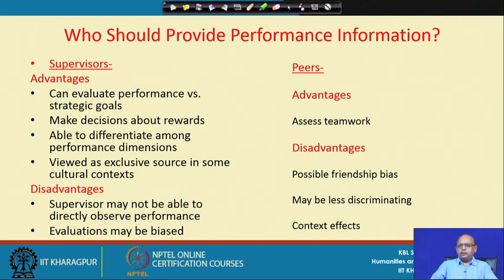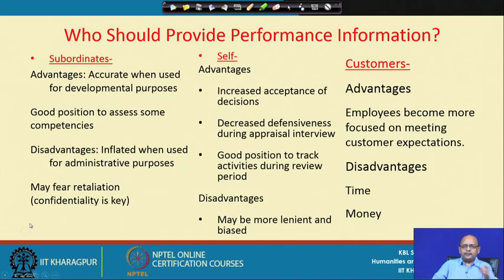Now, coming to the peers, since they interact, they can see whether he is able to have good interpersonal relationships, whether he is able to work in a team or not. So, on these accounts peers can provide information. But it also has certain disadvantages, because if you are a friend then you give a good rating, otherwise not. It is also very difficult to discriminate, and there is the context, because each peer is working in a different area and he may not be the best judge. So, you are going to use peers only for certain dimensions.